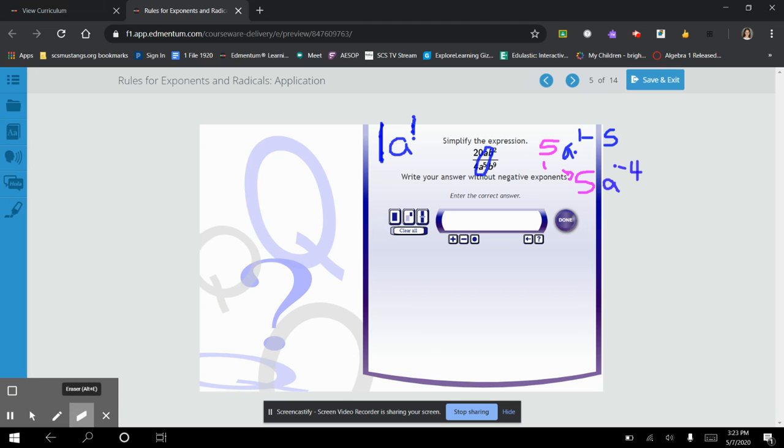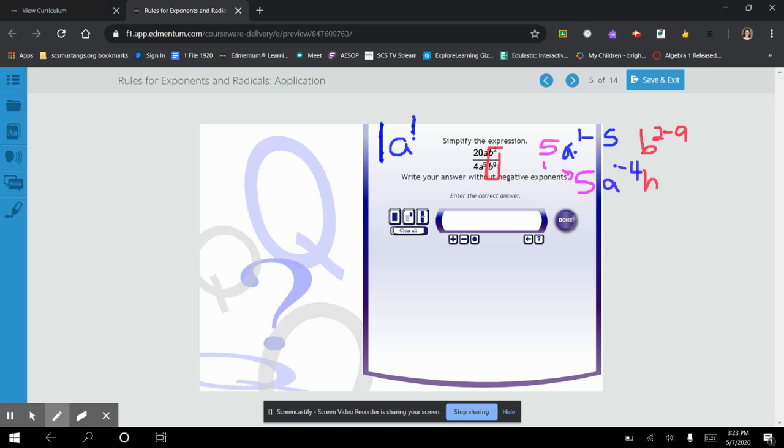And then looking at the b's, because the a's are done, looking at the b's, we're going to have b to the 2nd divided by b to the 9th, or b to the 2 minus 9.